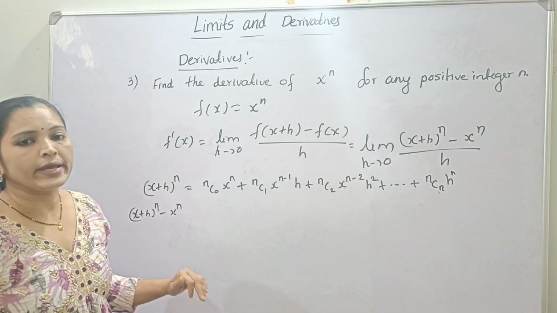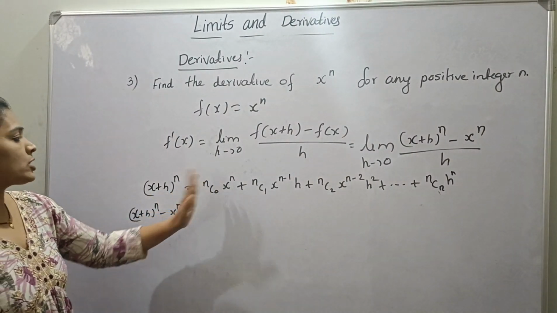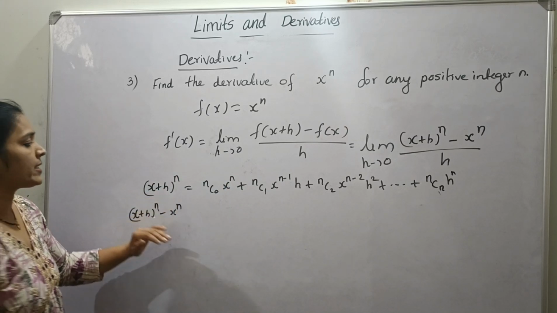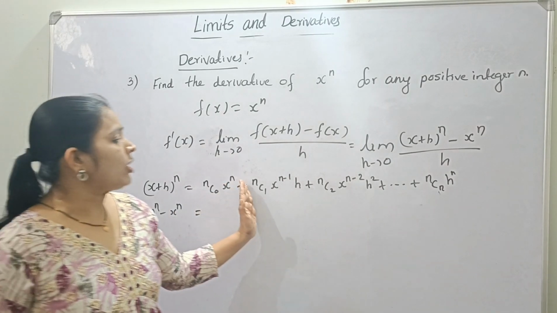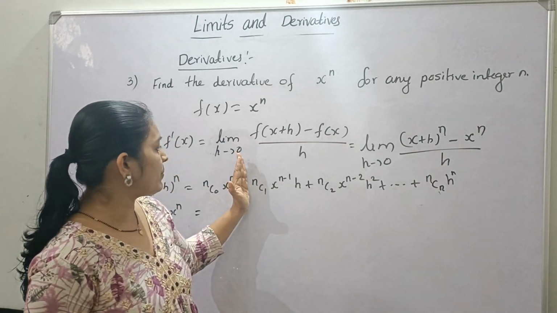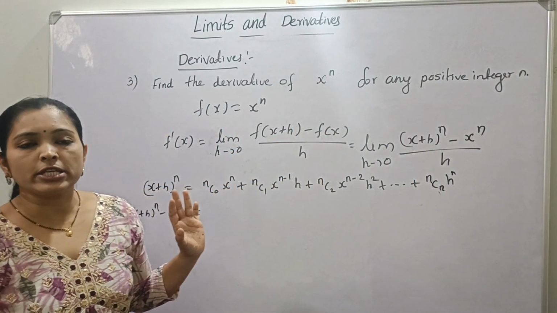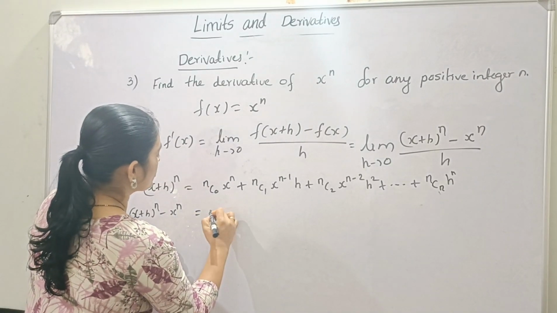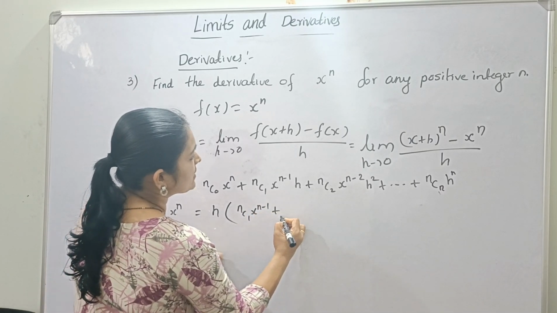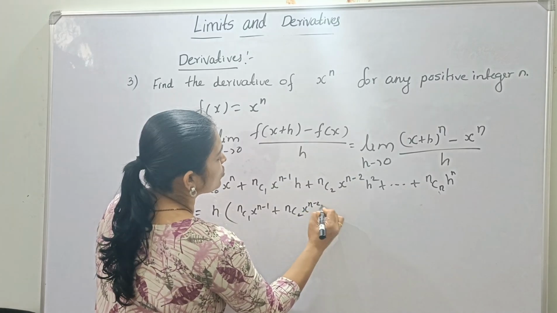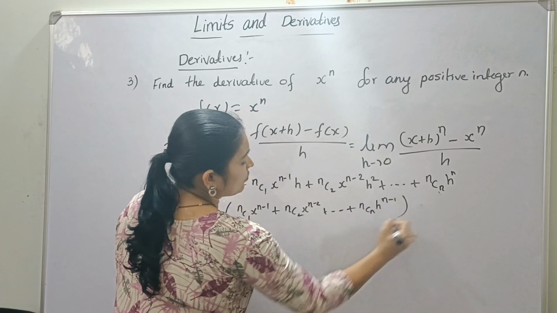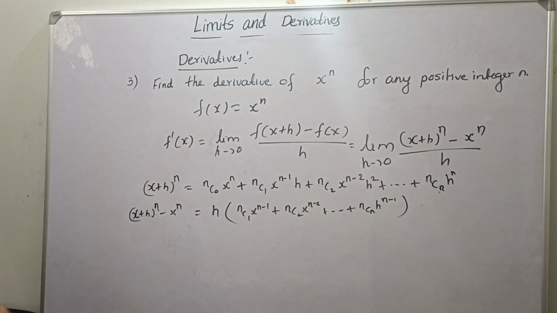We know that nC0 is 1, so the first term is x raised to n, and we have taken it to the left side. So x plus h whole raised to n minus x raised to n. See here, in all the remaining terms h is common, right? From here to the end, h is common, so let us take it outside. So h into nC1 x raised to n minus 1 plus nC2 x raised to n minus 2 h plus and so on, plus nCn h raised to n minus 1.